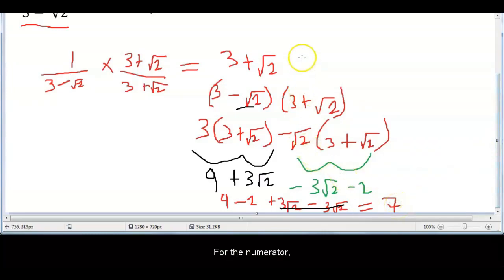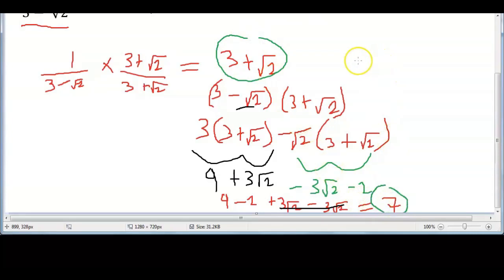So for the numerator, we have 3 plus root 2. For the denominator, we have 7. That means the result of the rationalization will be 3 plus root 2 all over 7. That's the final answer.